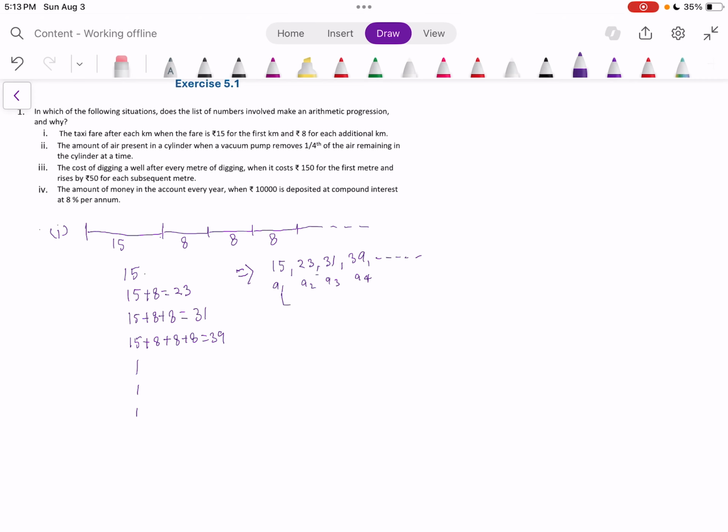So if you do this here, that is A2 minus A1, 23 minus 15, it's going to be 8. A3 minus A2, 31 minus 23, 8. A4 minus A3, 39 minus 31. Here you can see that I'm going to get 8 each time. So yes, the difference is the same throughout the series. That means the numbers that we have here make an AP. So yes, this is an AP.